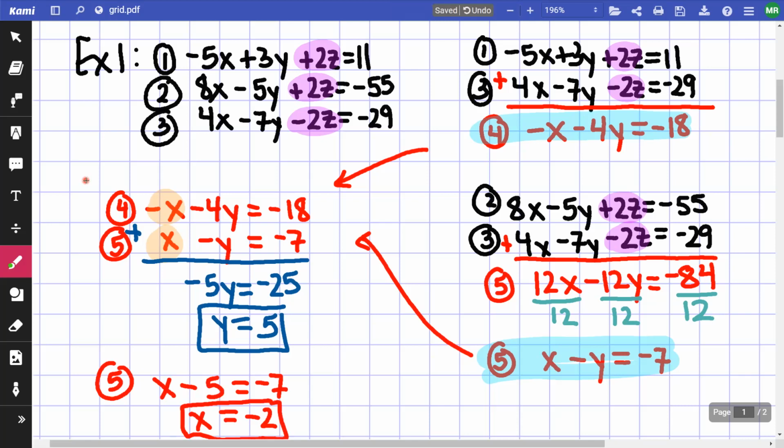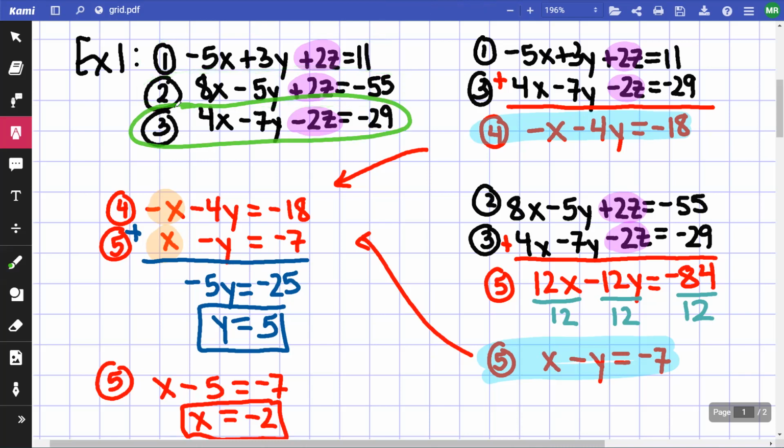Once I get my x and y, I can take those and put them into equation 1, this one here, or equation 2 or equation 3. Whichever one you prefer. I'm trying to find my z. I'm thinking maybe I'll do it into one that has a positive z. It doesn't matter. Let's say I do it into equation 1. So let me do that.